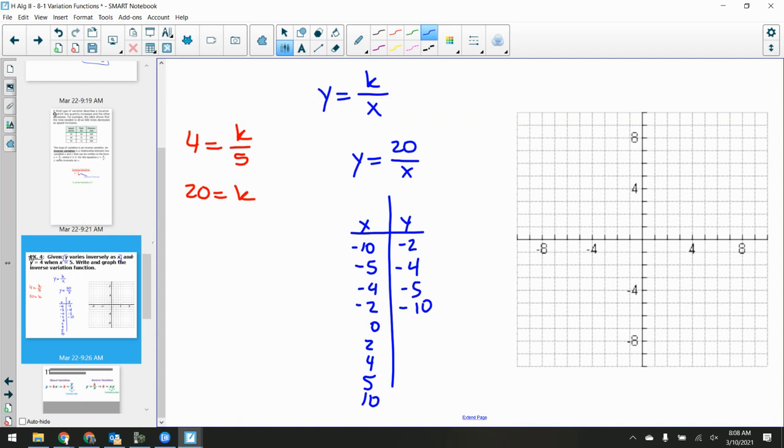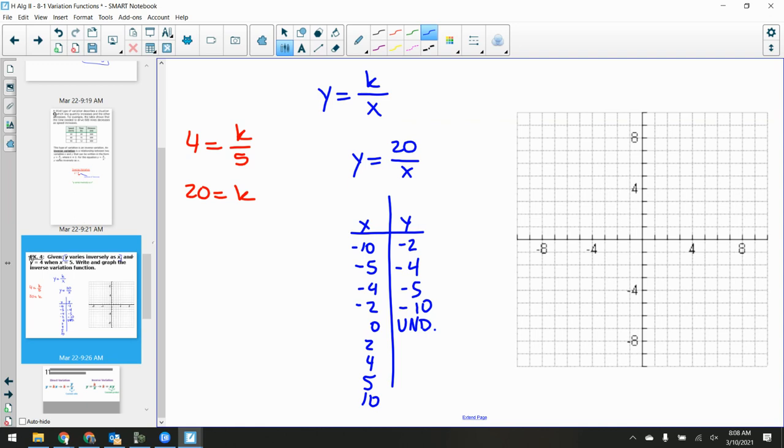20 divided by 0? No. Undefined. It's undefined. You cannot divide by 0. It is undefined. That's going to be weird.